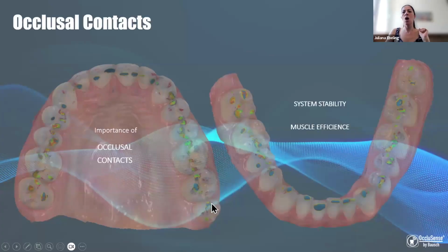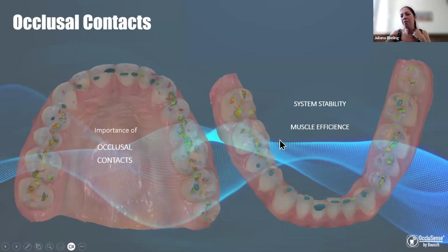The contacts happen only because we have muscle activity. If I don't have muscle function, I have no contacts between the teeth. I need the contraction of the muscles to have teeth contact. So these contacts are responsible for system stability. Where I have these contacts tells me if I have a stable or an unstable position.